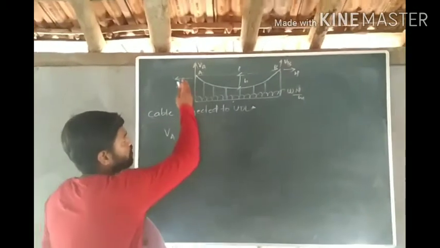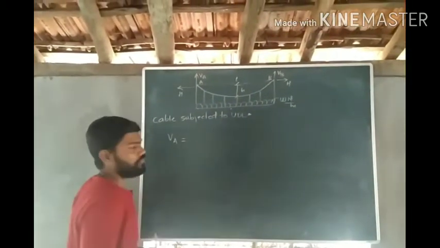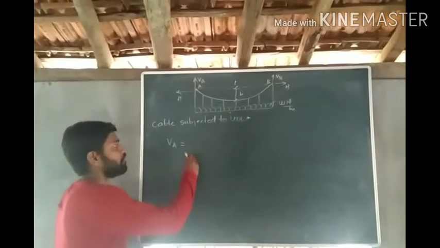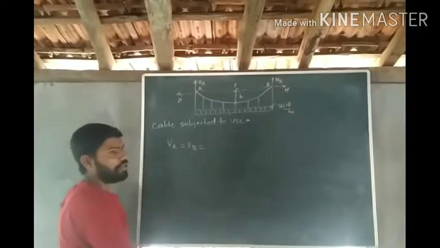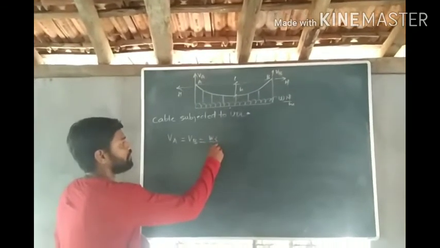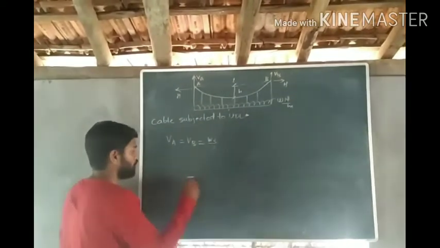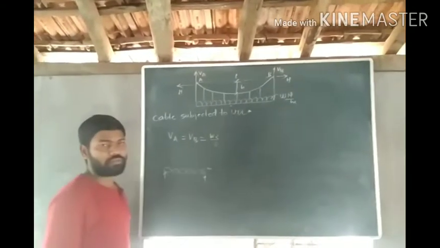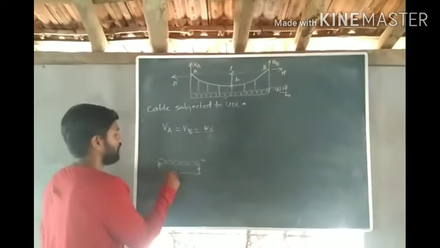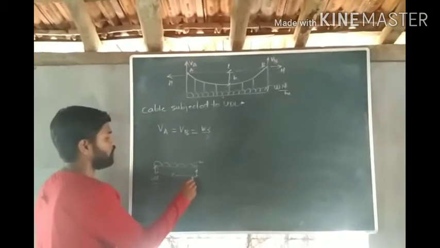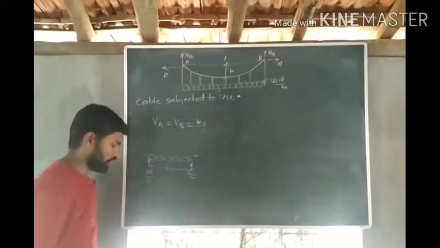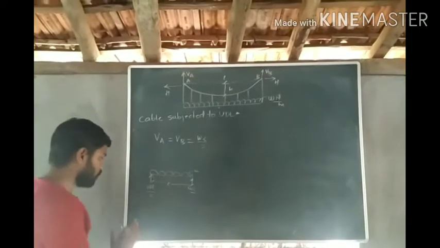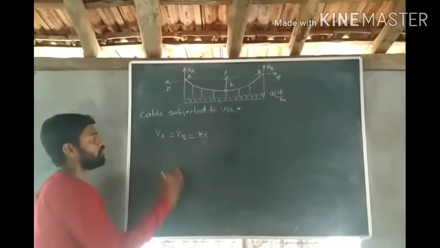Now this cable is subjected to UDL over a span of length L. We have to calculate VA and VB. The load is symmetrical, so the reactions will remain the same. VA should be equal to VB, and it should be equal to WL divided by 2, like a simply supported beam. Suppose a simply supported beam is subjected to W kilonewton or Newton per meter, and the span is, let us say, L. In that case the reaction will be WL by 2 on both sides. Like that, here also the reaction will be equal to WL by 2. This is your vertical reaction.